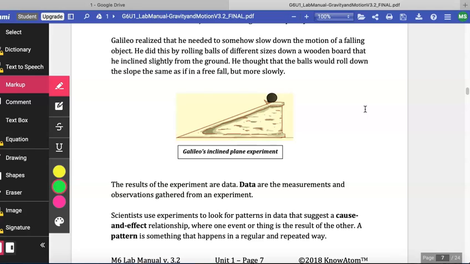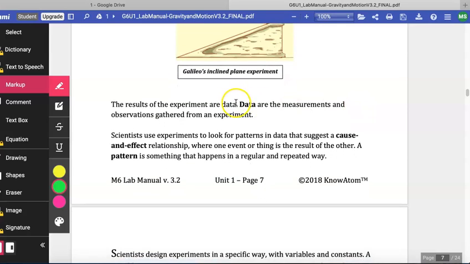Galileo realized that he needed to somehow slow down the motion of a falling object. He did this by rolling balls of different sizes down a wooden board that he inclined slightly from the ground. He thought that the balls would roll down the slope the same as if in a free fall, but more slowly. The results of the experiment are data. Data are the measurements and observations gathered from an experiment.